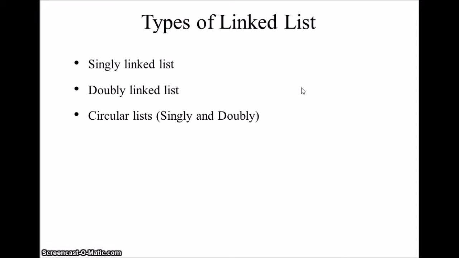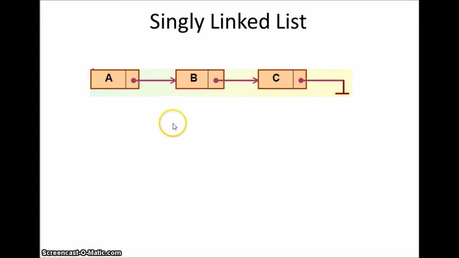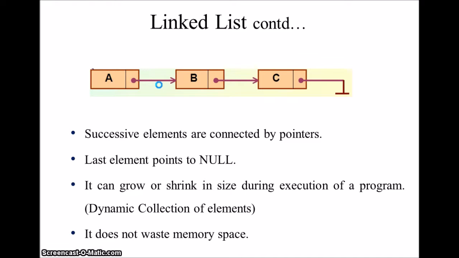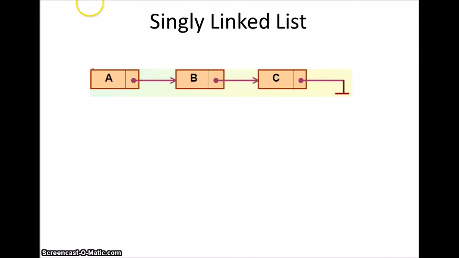So what are the different types of linked list? We have singly linked list, doubly linked list, and circular lists, both circular singly linked list and circular doubly linked list. In the example we have seen with only one link, the first node has the information of the second node, the second node has the information of the third node. That information is nothing but the address, which is stored in the nodes, which are connected by pointers. So this is a singly linked list.